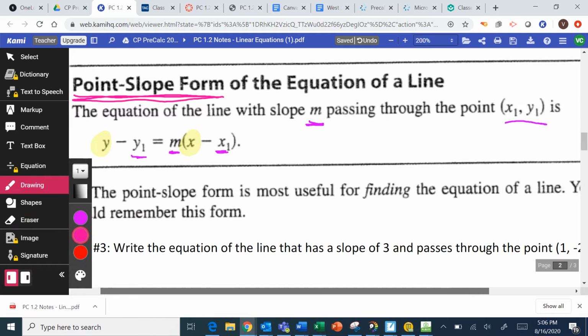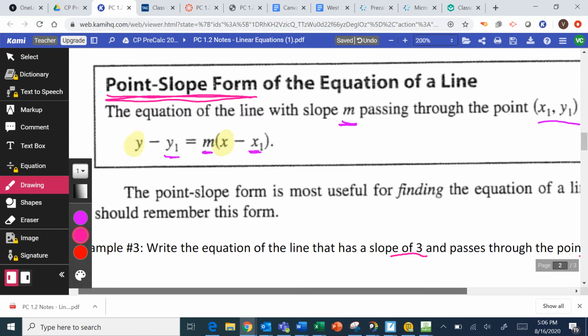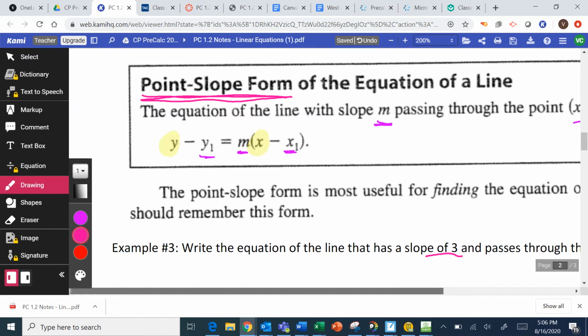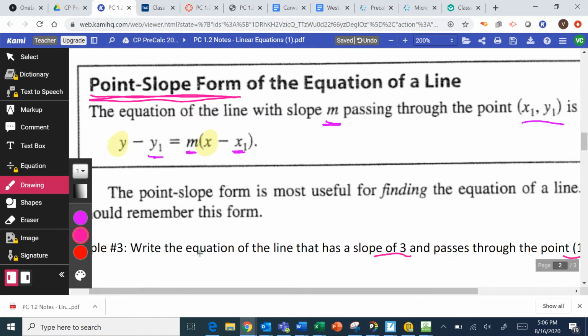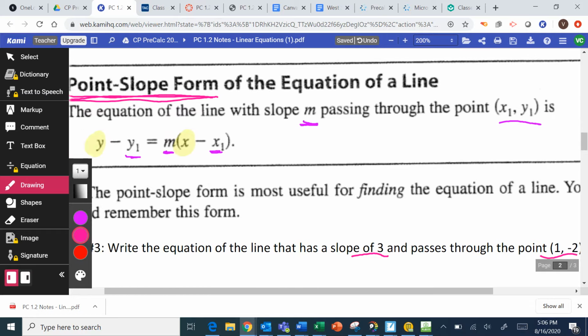So write the equation of the line that has a slope of 3 and passes through the point 1, negative 2. The directions, very important. The point slope form is most useful for finding the equation of the line. You should remember this. Write the equation of the line that has a slope of 3 and passes through the point 1, negative 2.